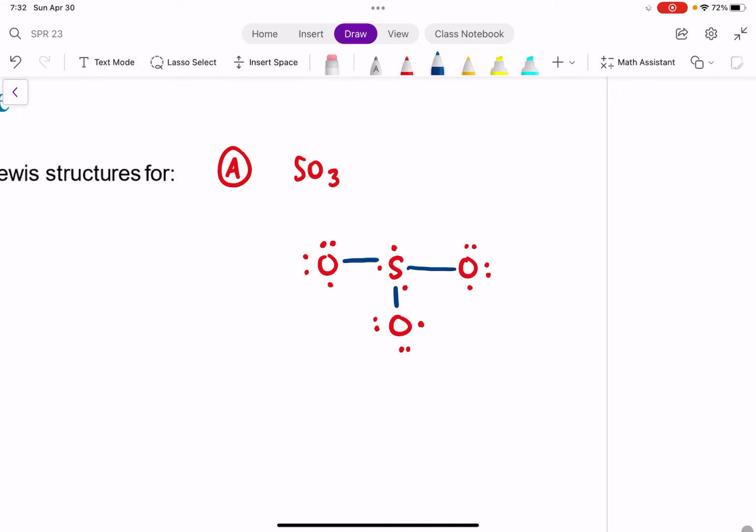So let's count for that sulfur. We've got 2, 4, 6, and then 7, 8, and 9. That might be too many, but sulfur is one of those weird ones that could maybe have more than 8, so we're just going to keep it in our back pocket for now, something we're aware of. Let's double check our oxygens. How many electrons does this oxygen have around it right now? 2, 4, 6, and 7. So that oxygen's not happy.